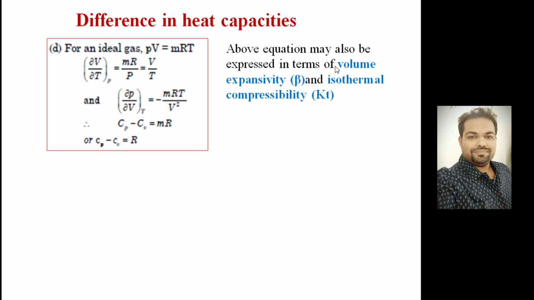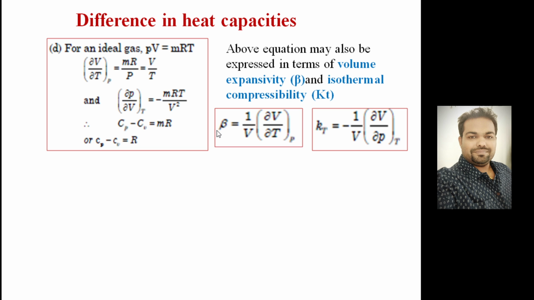Now let's define two more coefficients. We are going to define the volume expansivity, that is known as beta, and the isothermal compressibility. Volume expansivity is for the isobaric condition, and isothermal compressibility is for the isothermal condition.